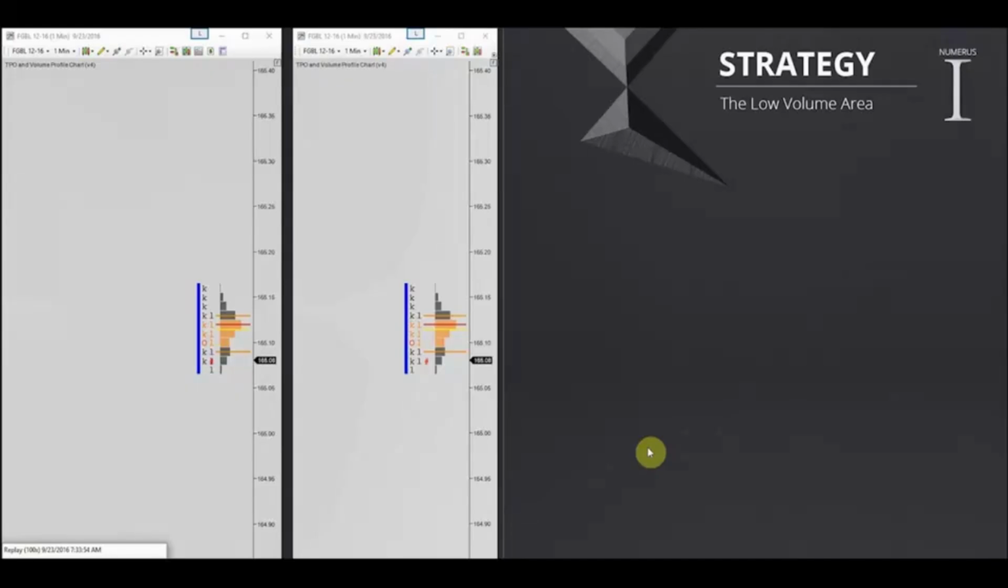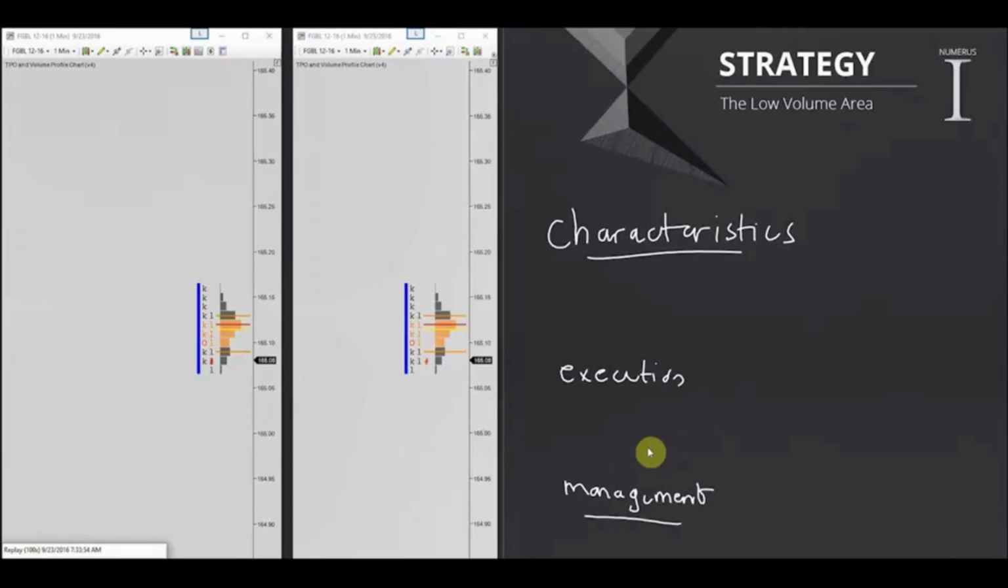Now, what we're going to discuss as we go through each and every one of these replay functions is, first and foremost, we're going to talk about some of the characteristics. We're then going to talk about some of the execution style, and we're going to talk about some of the management style. So these are the three key pillars we're going to build as we go through each and every one of the 11 strategies that we're going to develop. Now, let's get straight into it.